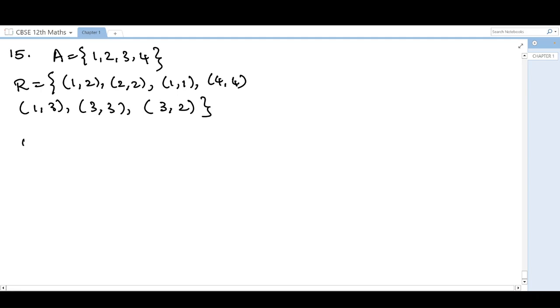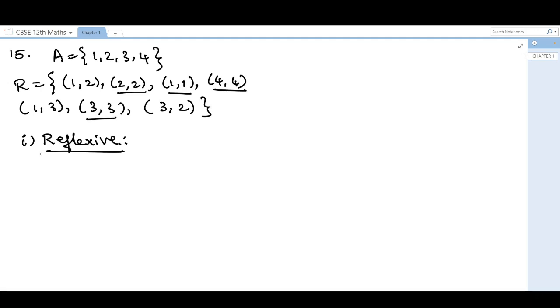Now we have to verify whether it is reflexive, symmetric and transitive. So first one is reflexive. We have to verify that each and every element in the set A is related to itself. So if you take 1, it should be related to itself. So (1, 1) should be there. It is there. (2, 2) is also there. (3, 3) is also there. (4, 4) is also there. Therefore, each and every element, say a, in the given set A is related to itself. That is, a is related to itself. Therefore, the given relation R is reflexive.